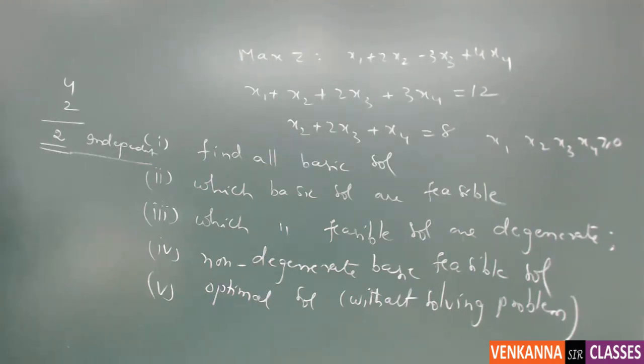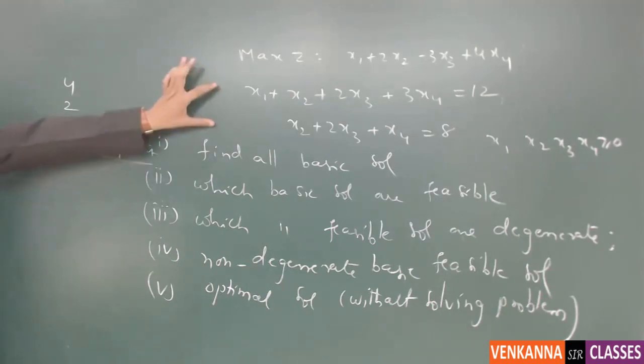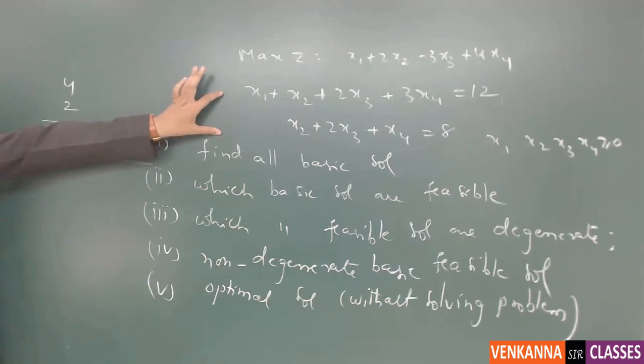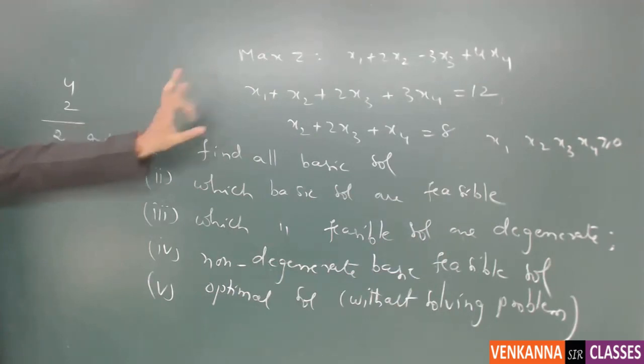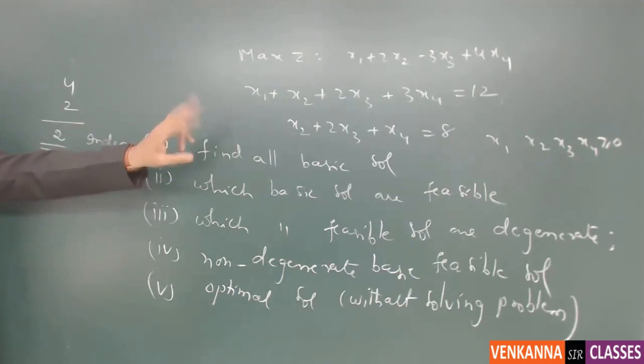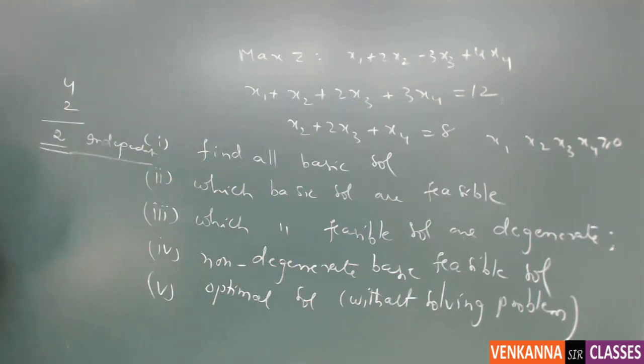Okay, if not, what I am going to do here is, in the constraints, set 2 variables as 0 and solve for the remaining 2. That is my outline idea. Shall I proceed? Okay.